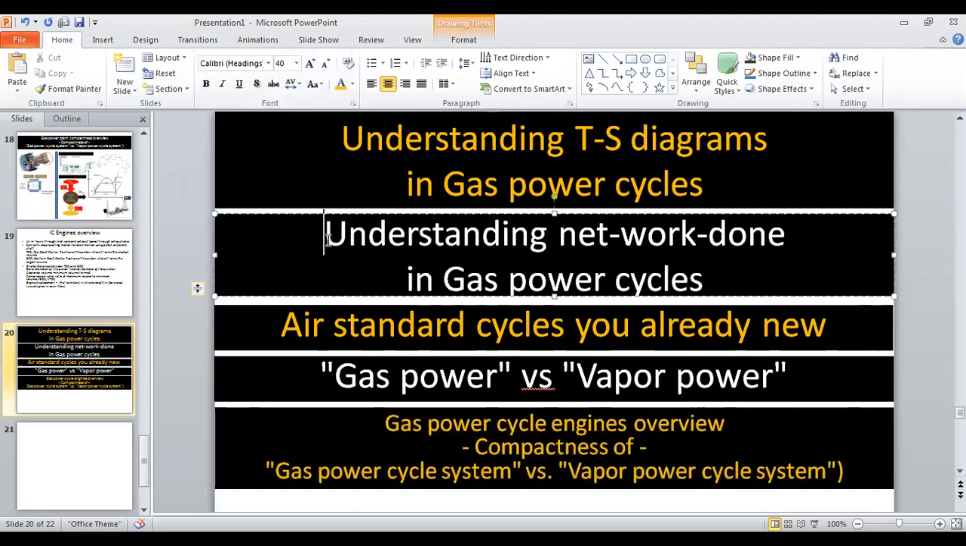Next week we will understand this. Network done, gas power versus vapor power, and together with this, we are going for revisions. Actually, these are revision sessions I put here. We will go for revisions and some little analysis, don't worry. Understand the things we have learned till today. That is very important for the technology. Later, we will do the analysis.